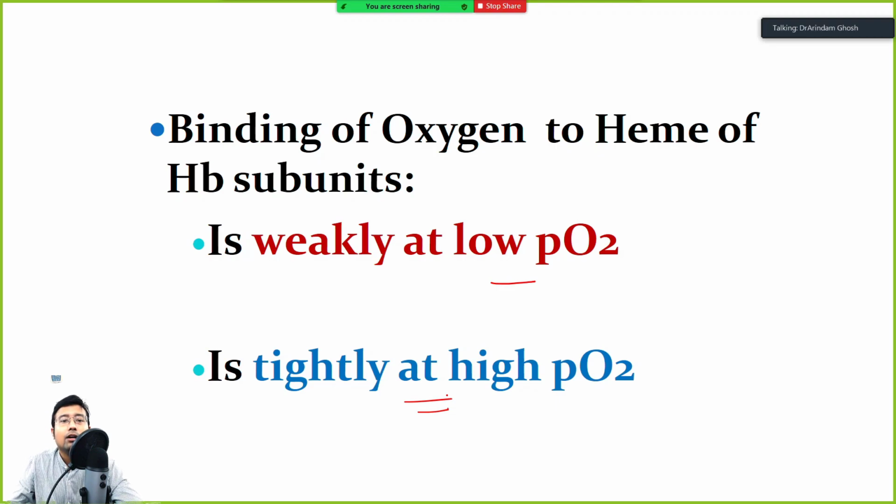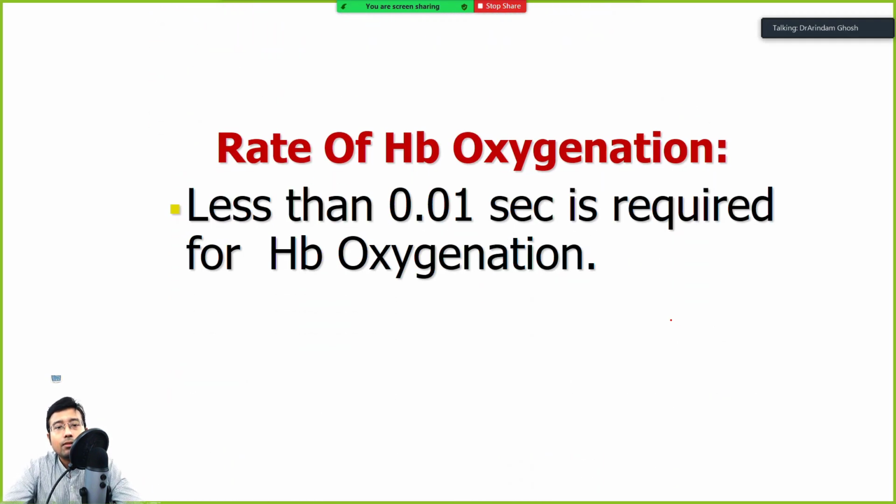Fine? Remember, it is weakly bound at low PO2. This is enough. Automatically you will understand the opposite. Why it is weakly bound at low PO2? Because tissues need more oxygen, hemoglobin can easily donate more oxygen. What is the time that is needed for an oxyhemoglobin to form? 1/100th of a second. So in 1 second, 100 molecule of hemoglobin can form oxyhemoglobin.